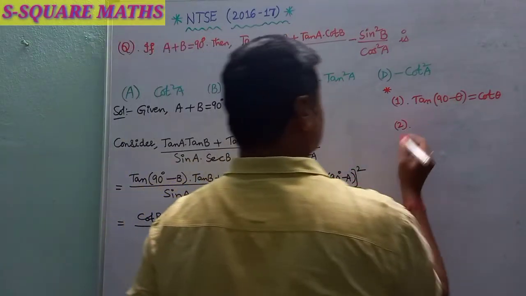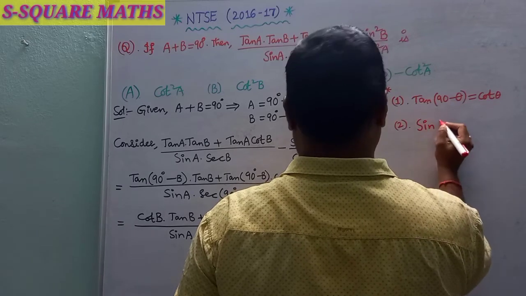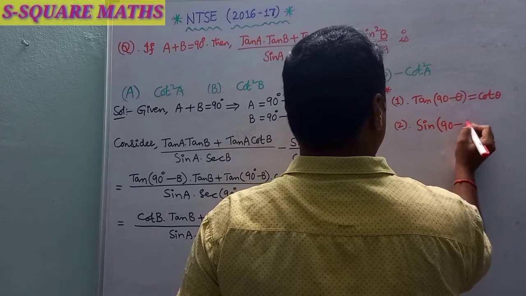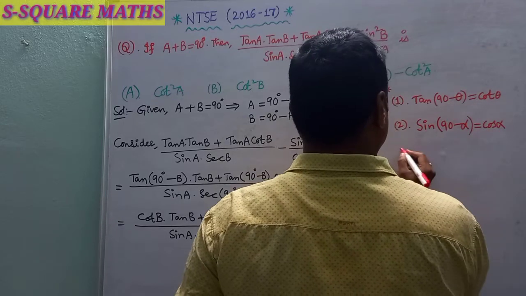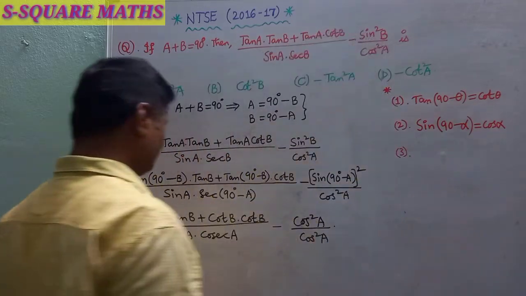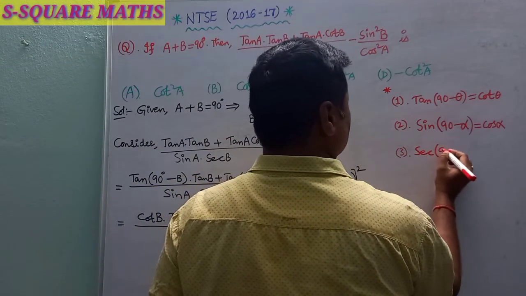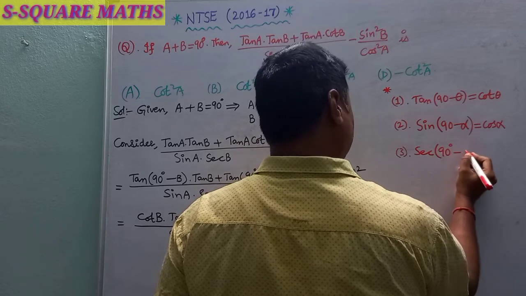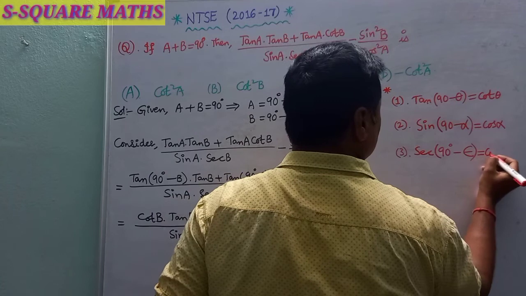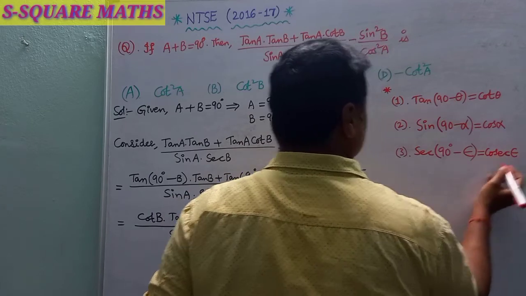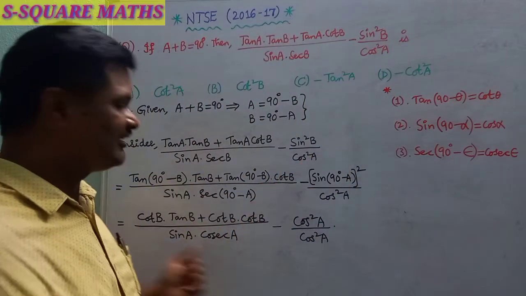Next, I have used sin of 90 minus alpha is cos alpha. Next, one more I have used here. Which one? Sec. So sec of 90 degrees minus epsilon is nothing but cosec epsilon, where the Greek letter is epsilon here. These three have been applied here.